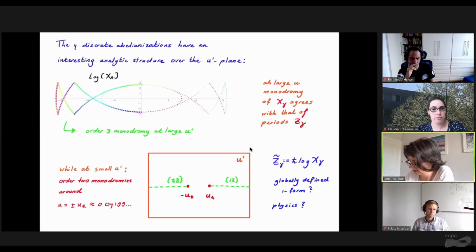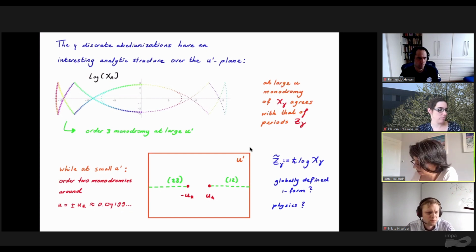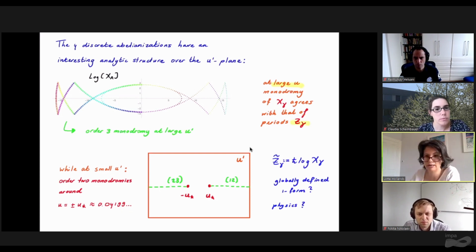So maybe what's even more interesting is that these 4 discrete abelianizations have quite an interesting analytic structure over the U prime plane. As I said, you can analytically continue them to any T3 oper. What turns out is that if you look at large U, and that is what this figure represents, then this monodromy agrees with what you would expect from WKB. It agrees with the periods, the classical period C gamma.